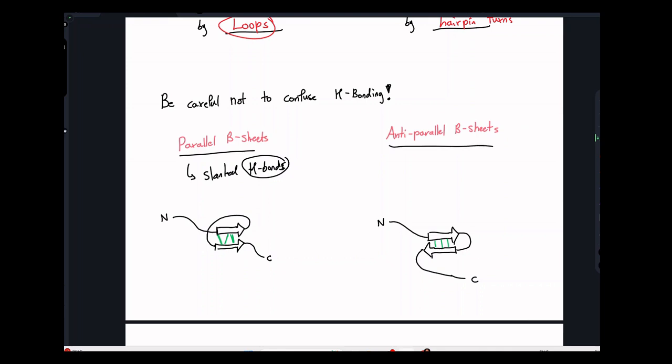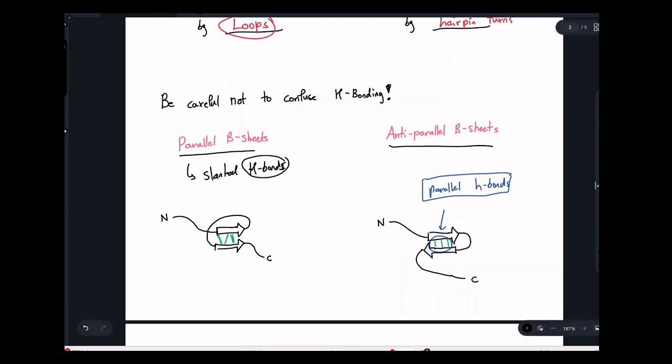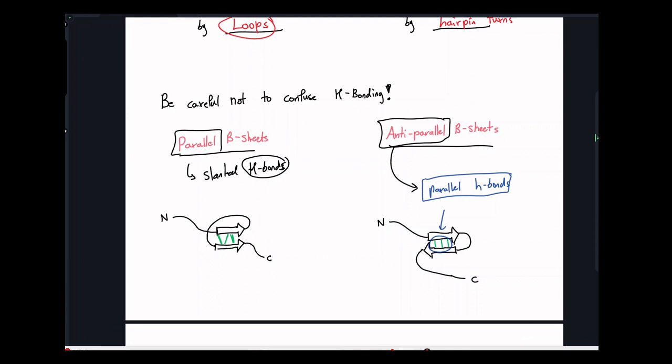Funny enough, when you have the anti-parallel beta sheets, so that direction is quickly turning, the H bonds themselves are actually parallel H bonds. So be careful when we talk about parallel and anti-parallel, we're not talking about the H bonds. We're talking about the direction of the sequence. You can remember that anti-parallel beta sheets, when they have quick hairpin turns and go the other way, have parallel H bonds, where parallel beta sheets have slanted ones.